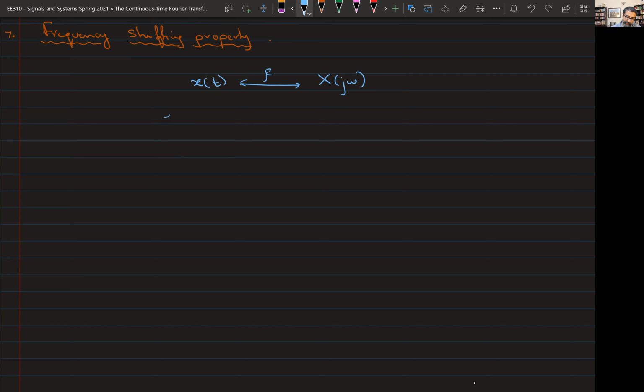What if I multiply x of t with e raised to the power j omega naught t, and then take the Fourier transform for that? What would this be equal to? Hassan says X of j omega minus omega naught. Hassan, can you elaborate on why you think this is the answer?